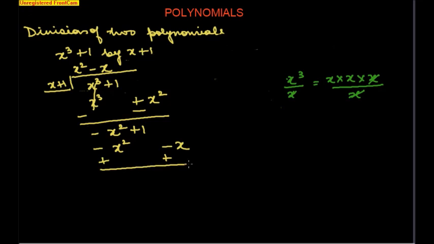When I subtract it, I change the sign. This gets 0. I write down x first and then this is taken down as x plus 1. Now plus 1 gives me x plus 1. I subtract, everything gets cancelled and my answer is 0. That means x plus 1 is a factor of x cube plus 1. So that's all from the division.